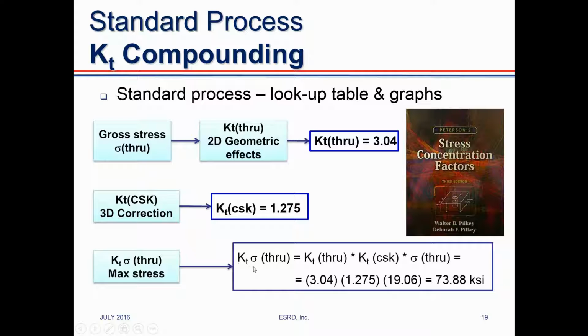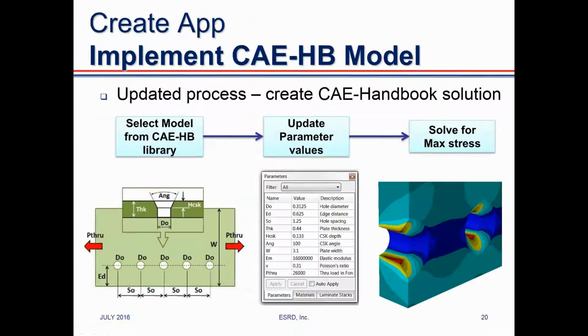This is typical terminology, and an important consideration is that whenever an application is developed to fit into a process, it has to use terminology consistent with the way the customer has done it traditionally. In this case, the KT sigma through is obtained by multiplying the stress concentration factors for 2D and 3D effects with the stress, and gives a number at the end, which is the quantity of interest.